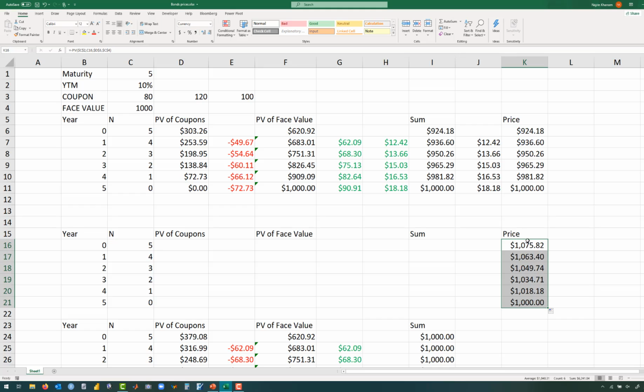So if we drag this down, you can see as we move closer to maturity, that means we're moving from year 0 to year 5. The value of the bond decreases till it matches its face value. So if you're holding a premium bond, if nothing else changes, then you can expect the value of this premium bond to decrease over time as it moves closer to maturity.